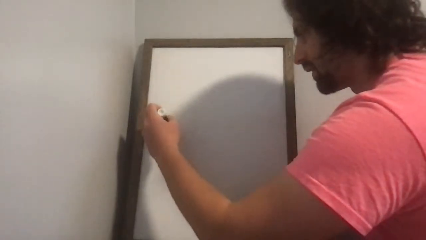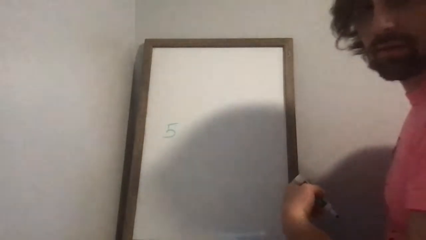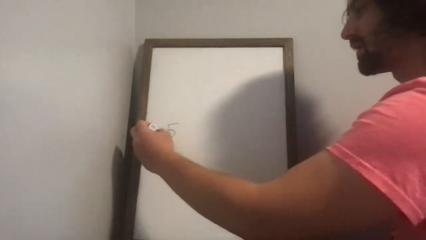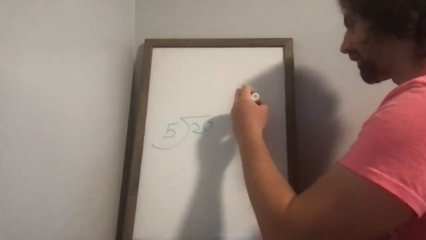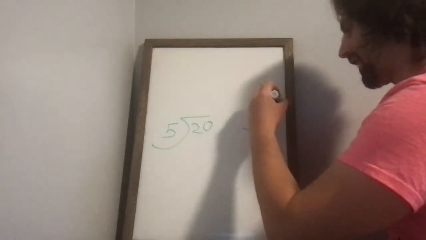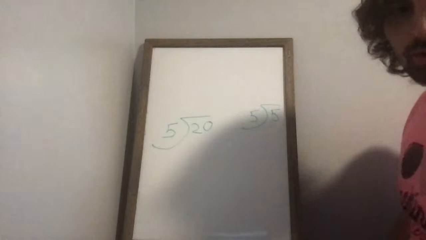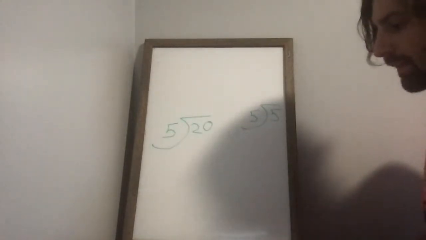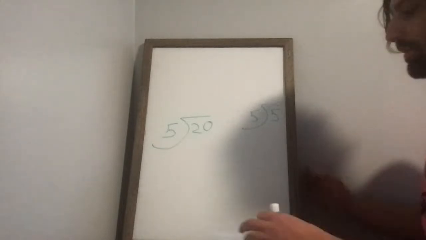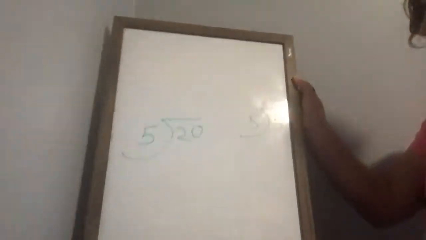So we have 205 divided by 5, 20 divided by 5, and 5 divided by 5. We're going to use the array strategy to master those two problems.